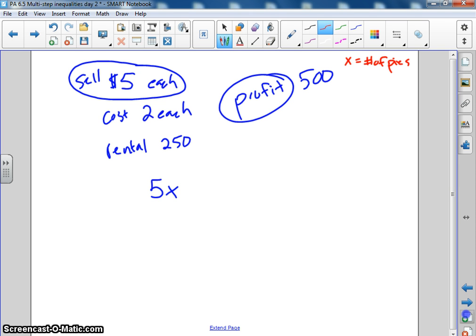So 5x. Now, if they each cost $2 to make, am I going to add that cost onto my profit, or is that going to be taken away from my profit? That's taken away from my profit. So minus $2 each. Then I have to pay for the rental booth. Is that going to add towards my profit or take away from my profit? Take away. So I have to take away the cost of the rental, and those numbers have to be greater than or equal to 500.